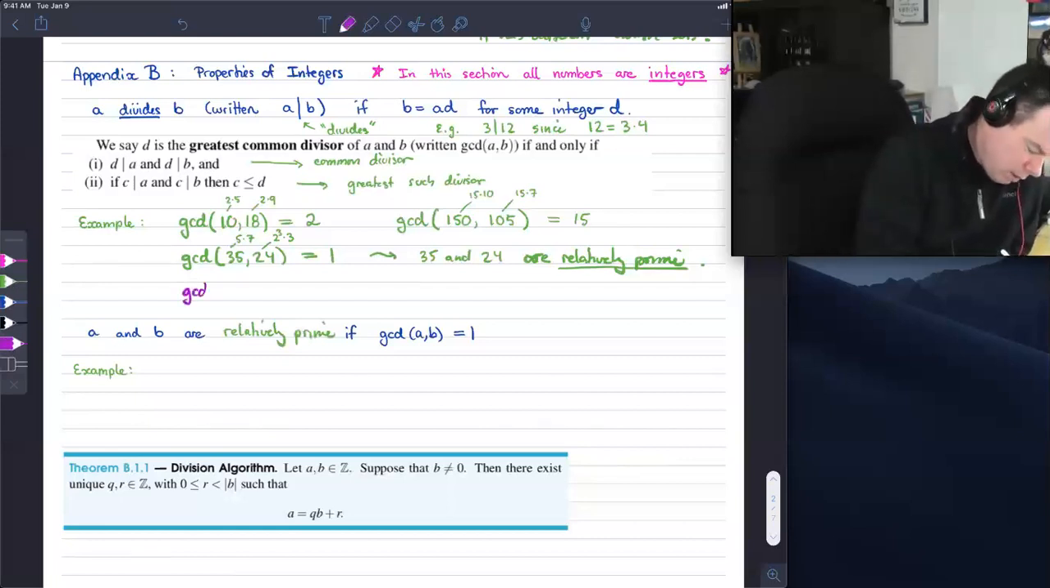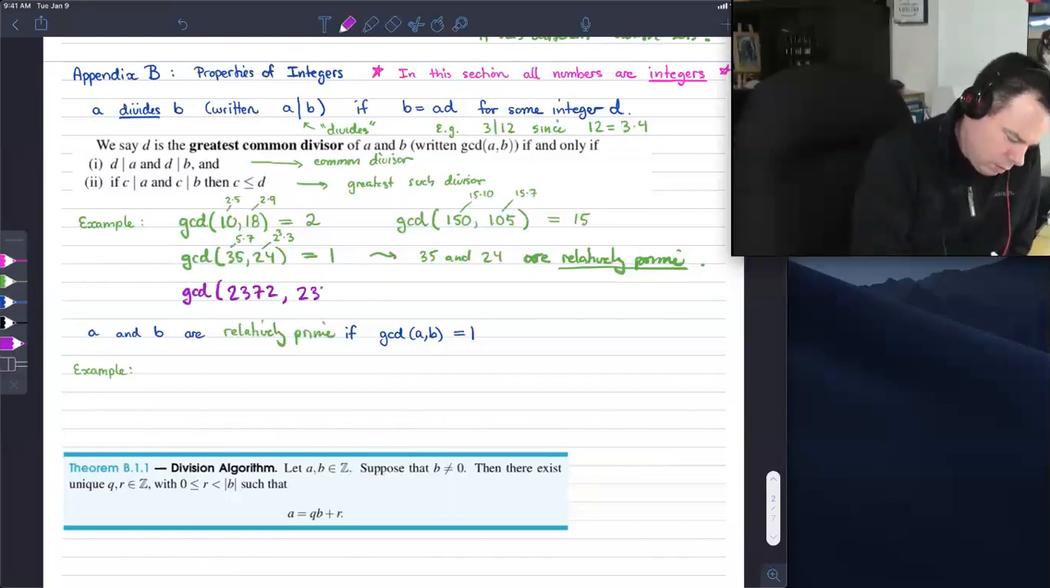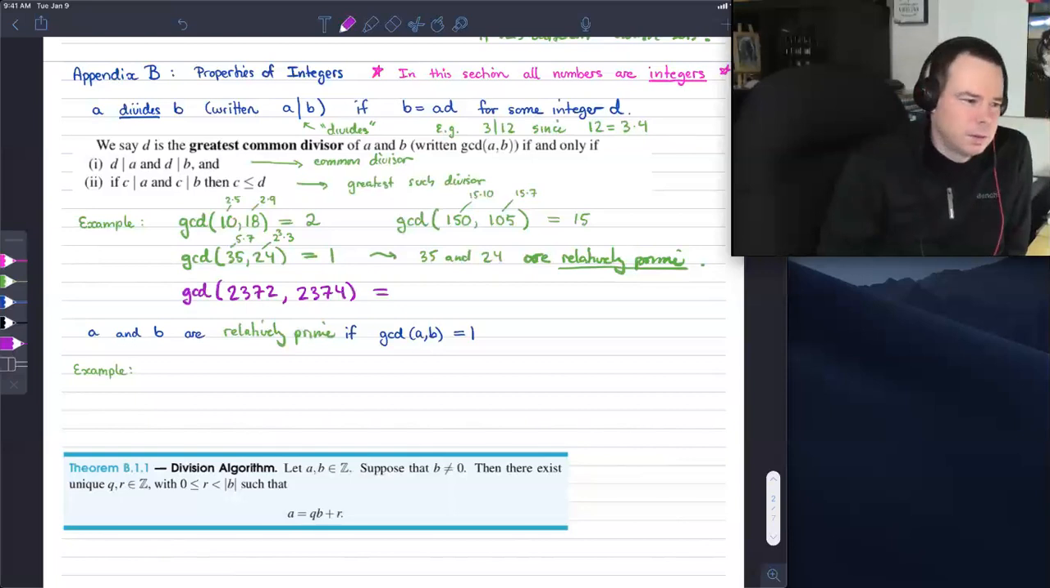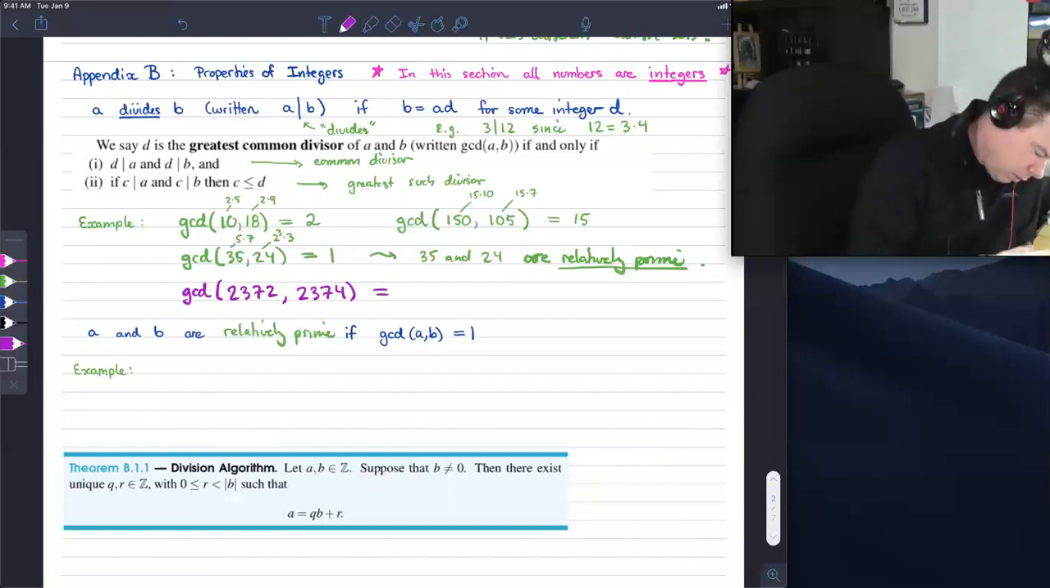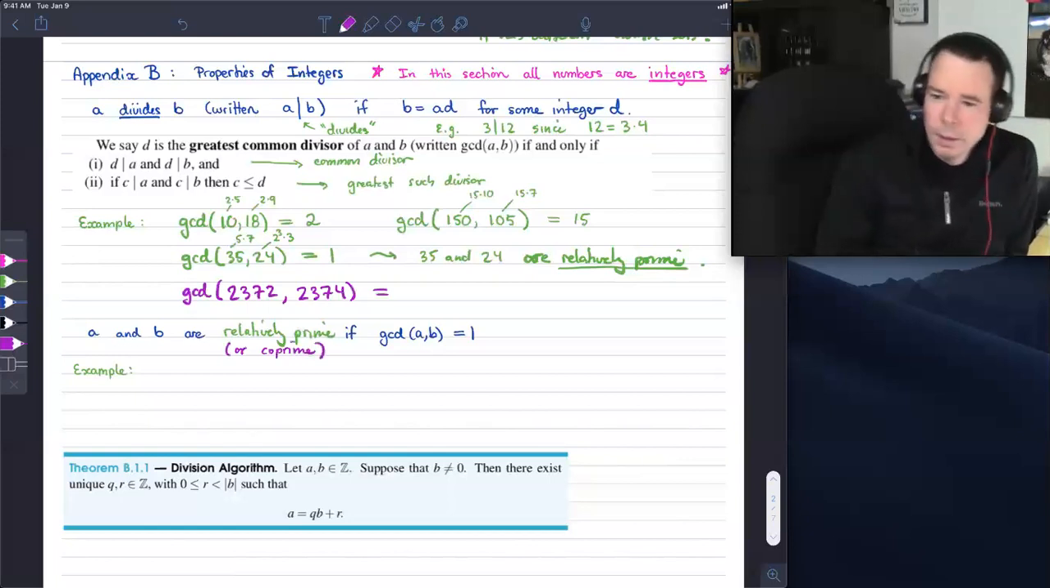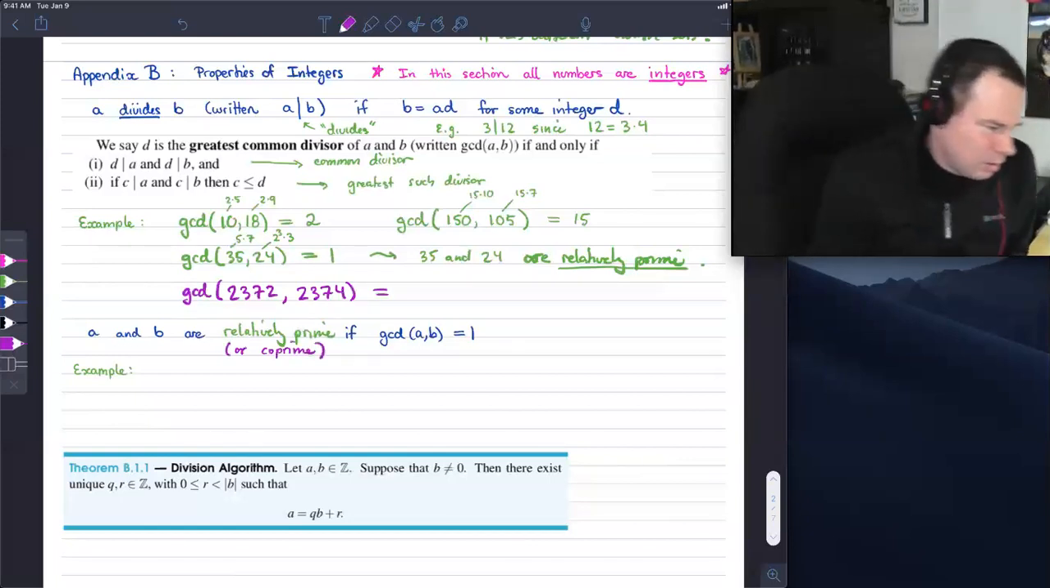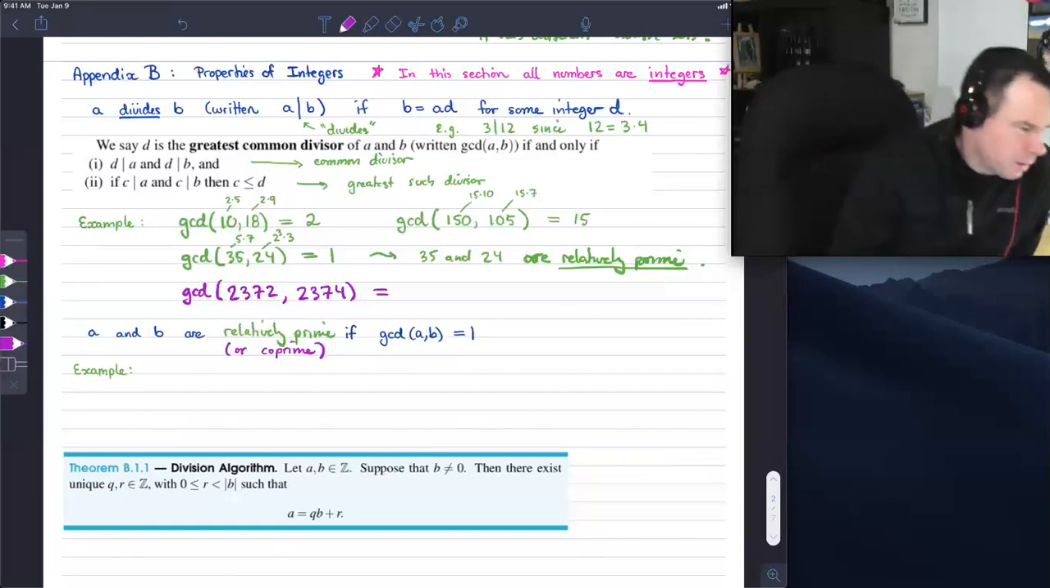How about the GCD of 2,372 and 2,374? Yep, you could say coprime. Yeah, coprime is fine as well. I will add that in here, or coprime. So how about this GCD? Oh, good.